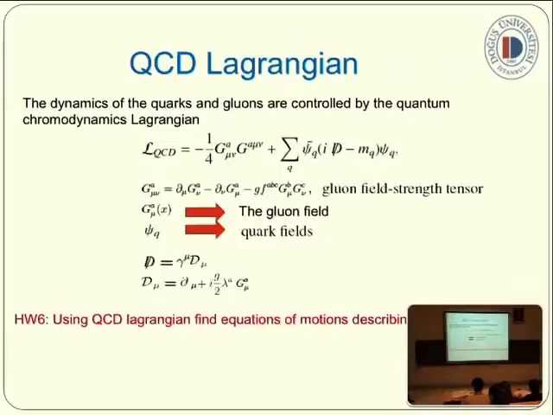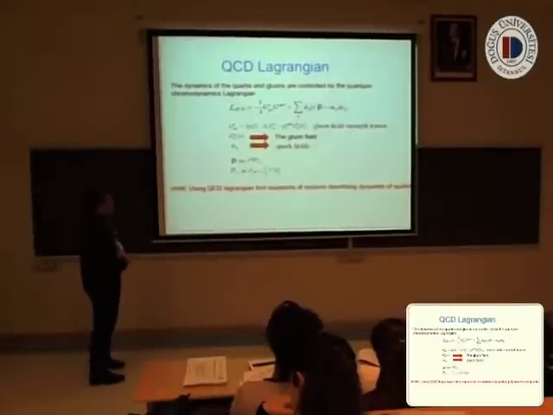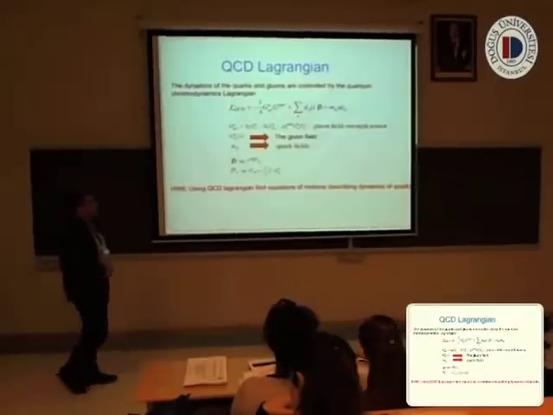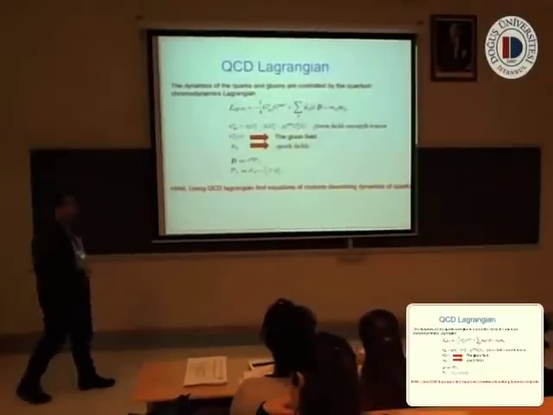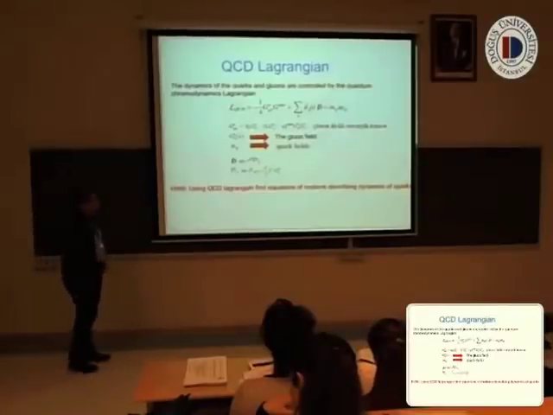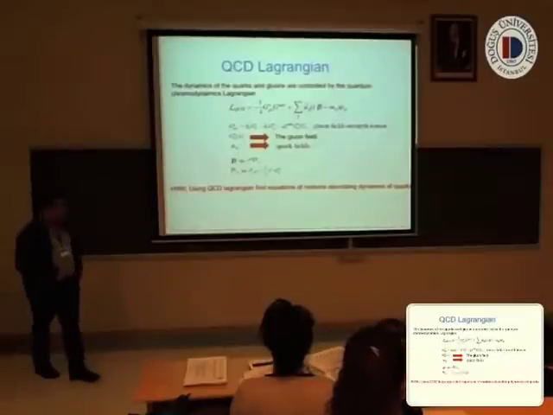So let's look at the QCD Lagrangian. You know this Lagrangian. This is the Lagrange density for QCD. Here, G mu nu A, where A is the color index, and G mu nu is the gluon field strength tensor, which is written in this way: partial mu G nu A minus partial nu G mu A, plus the structure constant times gluon fields. Here, G mu A is the gluon field, and psi stands for quark. Here, D slash is gamma mu D mu, and the covariant derivative is defined in this way.